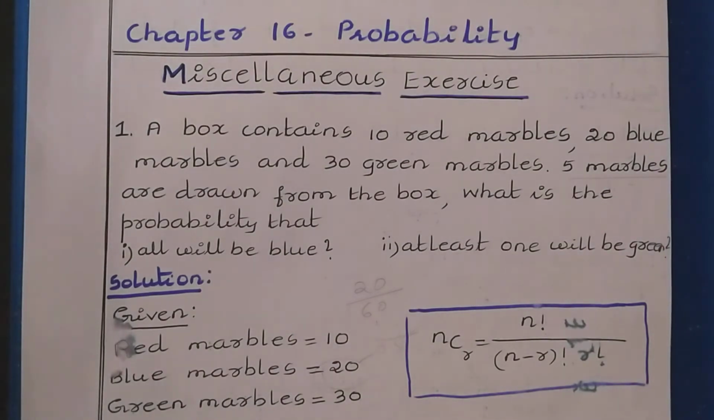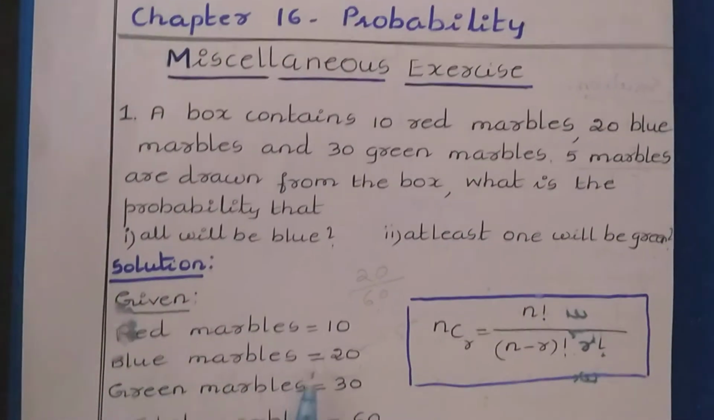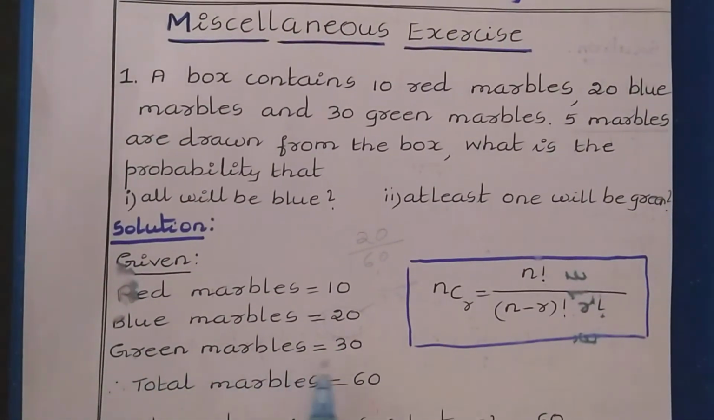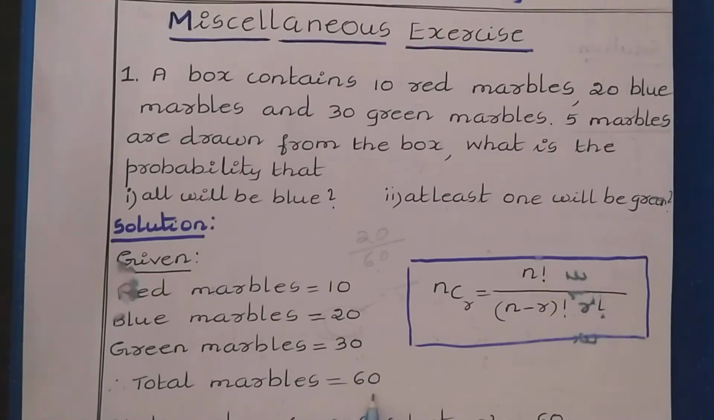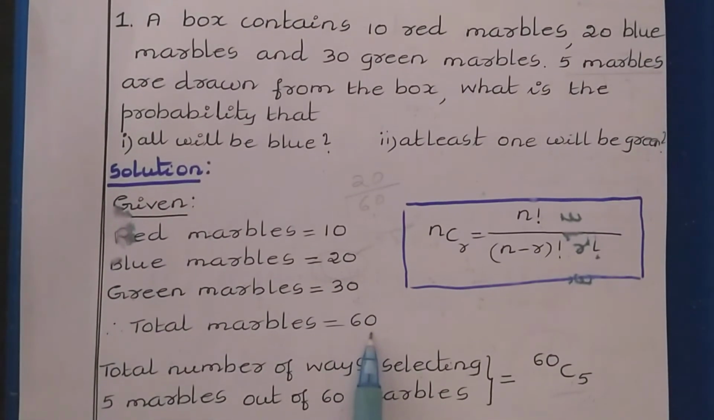So first of all, let us write the given data values. Red marbles 10, blue marbles 20, green marbles 30. These are the given data values. Now using this, we can find the total marbles. 10 plus 20 plus 30. So total marbles is equal to 60.